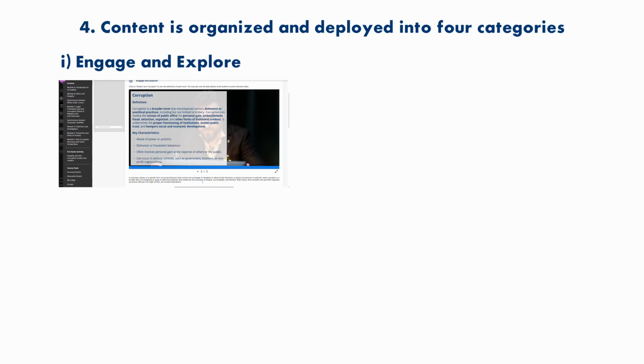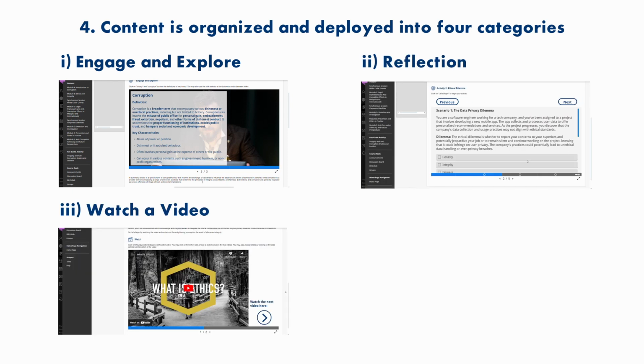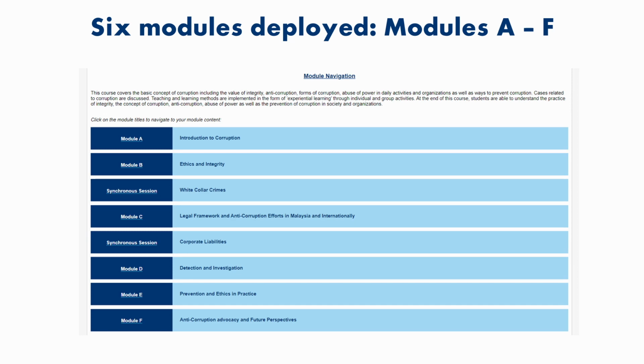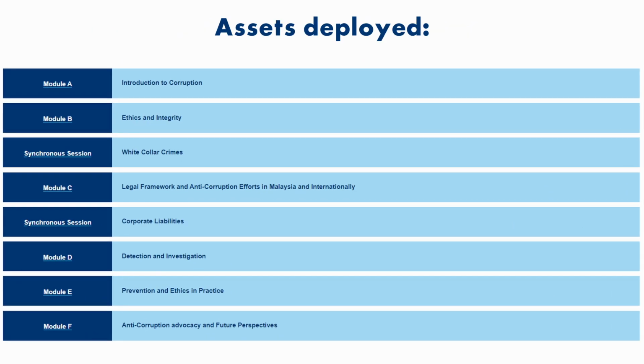Content is constructed and deployed within 4 activity categories: engage and explore, reflection, watch a video, and branching scenarios. In total, there are 6 modules within the course, modules A to F. The application of H5P assets varies from 0 assets to 9 assets between modules.